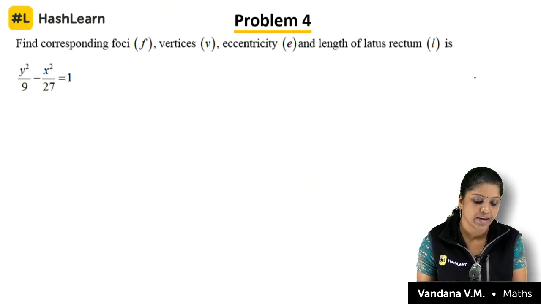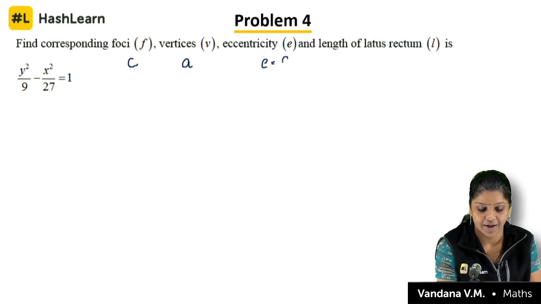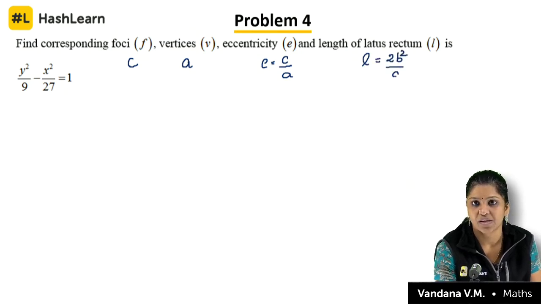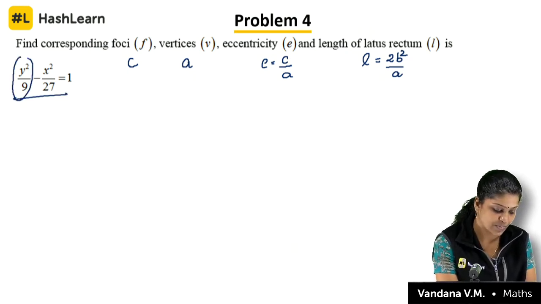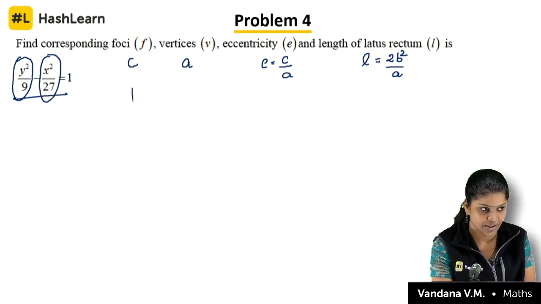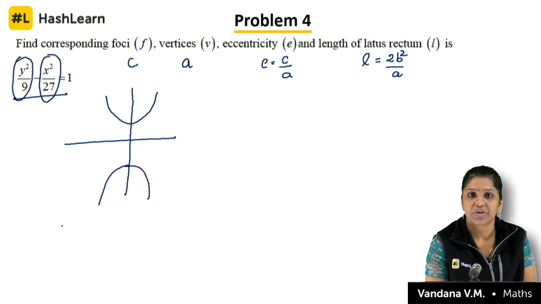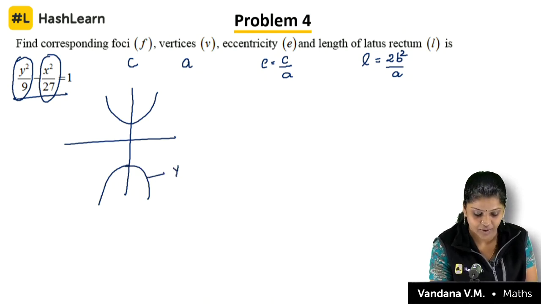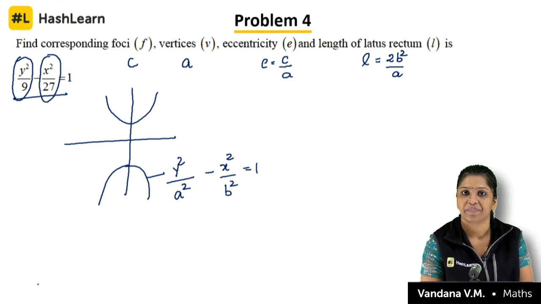Find the corresponding, same thing, same values I have to find out. c value, a value, e is equal to c by a, length of the latus rectum, L is equal to 2b square by a, using these equations. What I said? The longest axis minus the shortest. So, the longest axis is along the y-axis. So, the hyperbola is like this. Usually, whenever I have it like this, the equation is y square by a square minus x square by b square is equal to 1. Clear?